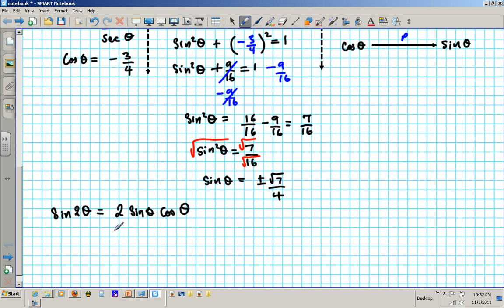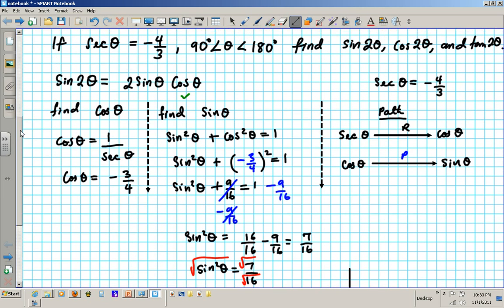Plug in what we just found. 2 sine is, wait a minute, plus or minus root 7 over 4. Is it plus or is it minus? We need to determine what that is before we can plug it in, so we don't have an ambiguity in our answer. So let's go back to the angle. What angle are we restricted to, or what quadrant are we restricted to?